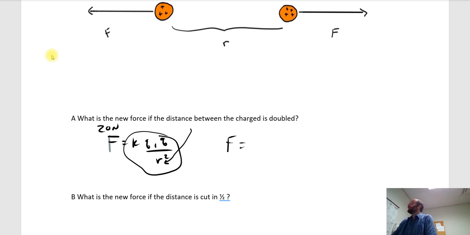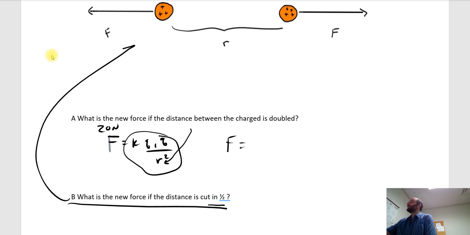Part B, what will the new force be if the distance is cut in half? Now, I think when I said relative to the 20, what I mean is this. Question B is not relative to question A. It's referring back to the original. So if we take that 20 Newton force and then we cut this distance in half, what is the new force? That's what that question is asking.